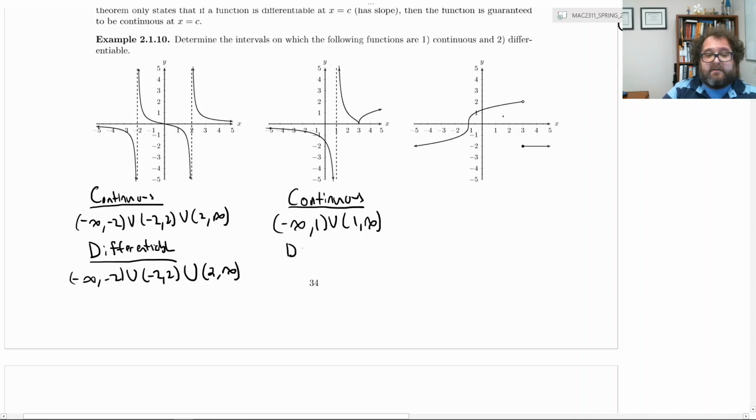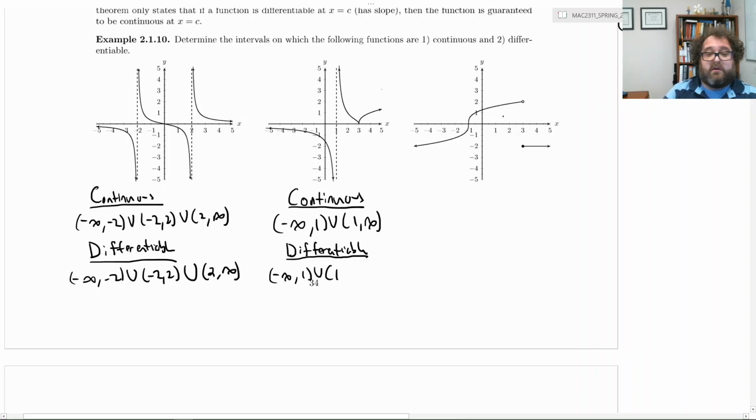Now, what about differentiable? Of course, it's not going to be differentiable where there's a vertical asymptote. So that's a given. So negative infinity to 1 union 1. Okay, I should stop there though, because it's also not going to be differentiable if there's a cusp or a sharp turn or a vertical tangent line.